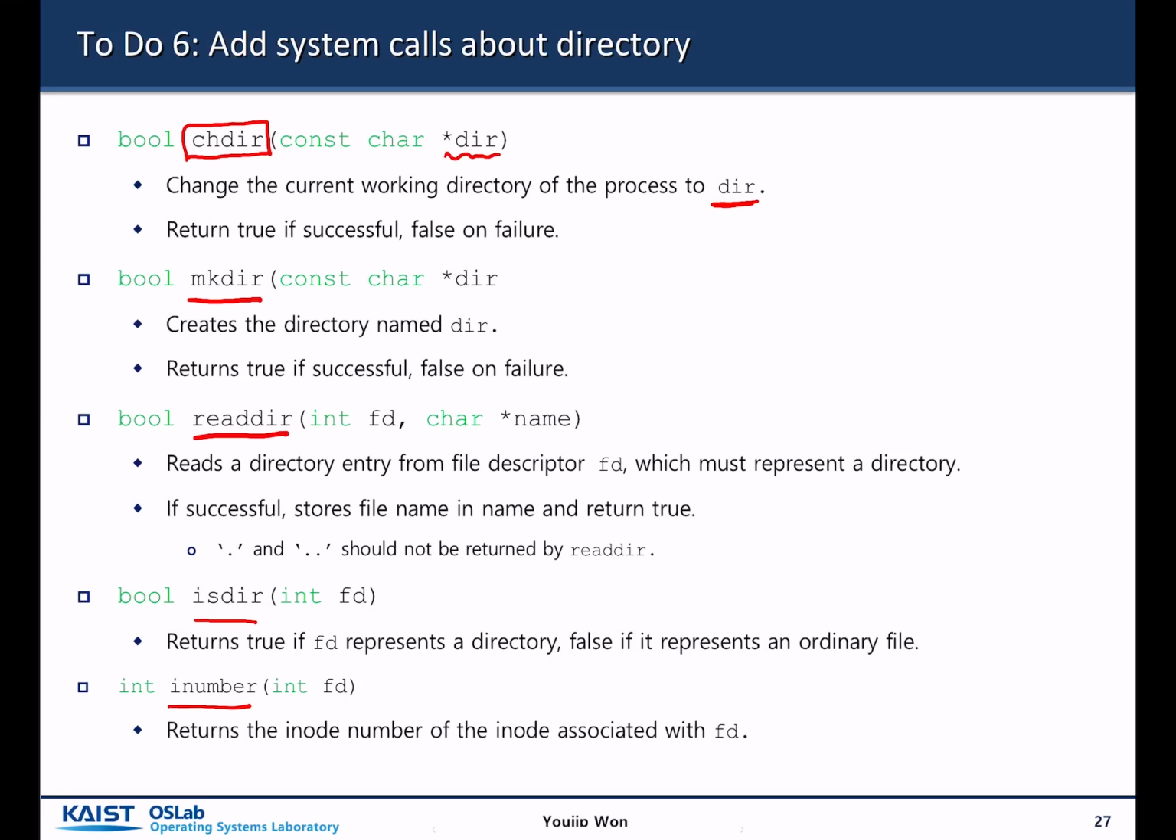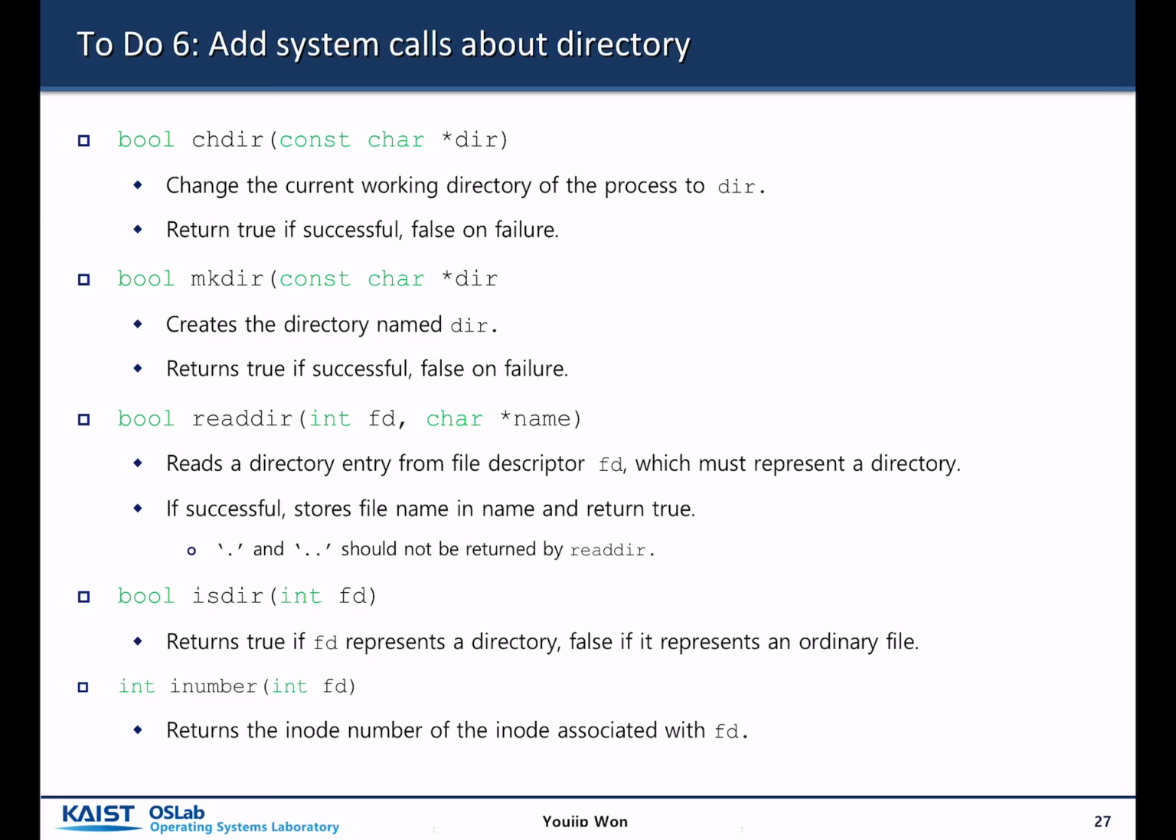The second one is making a directory. There is a right parenthesis missing. It creates a directory named dir and returns true if successful and false on failure. Then read the directory: it accepts a file descriptor and a name.